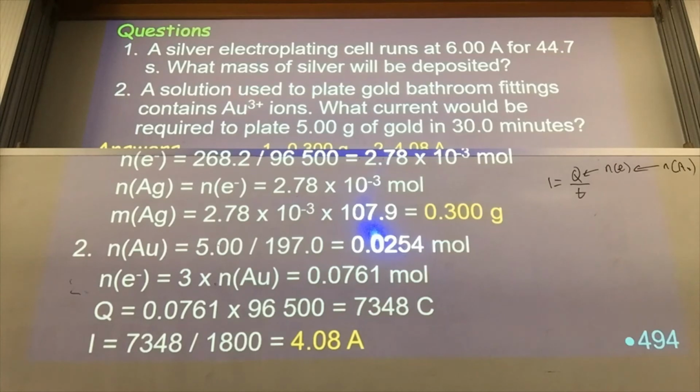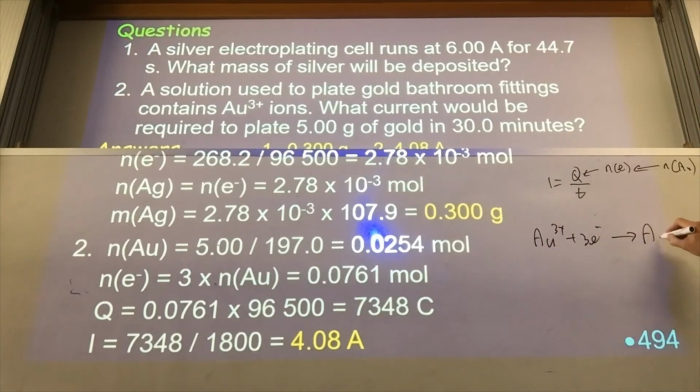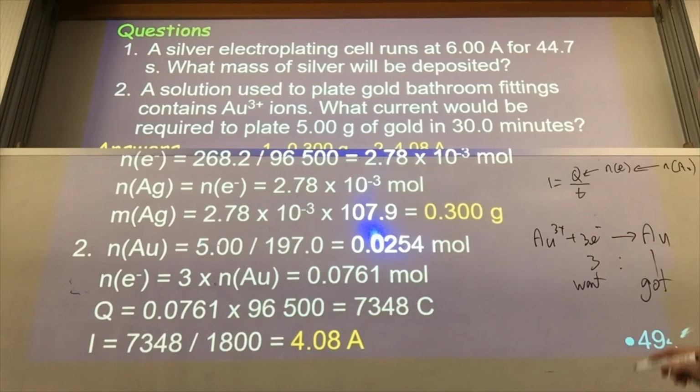It's Au3+, so we know it's going to be 3 moles of electrons that are required. If ever you're a little bit worried about getting that mole ratio right, write the half equation. Au3+ + 3e- gives you Au. We want electrons, we've got gold. What I've got is 3 to 1. Once we've got that, multiply it by 96,500 to get to coulombs, and then I equals Q divided by T gets us the current.